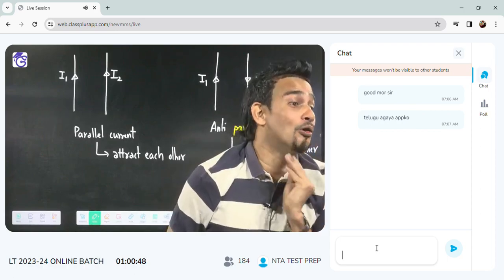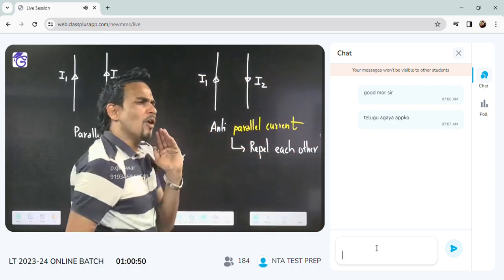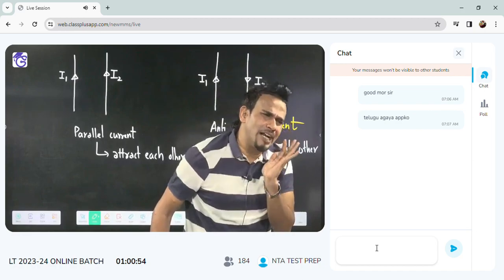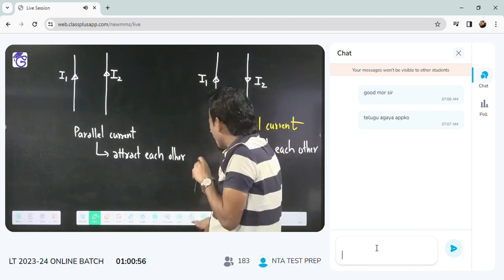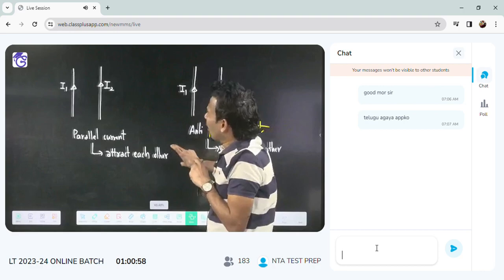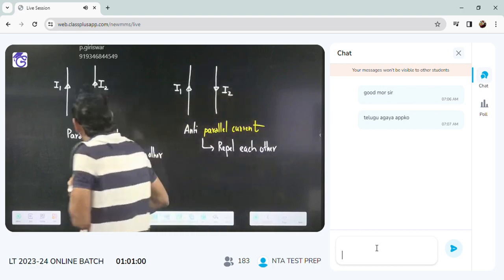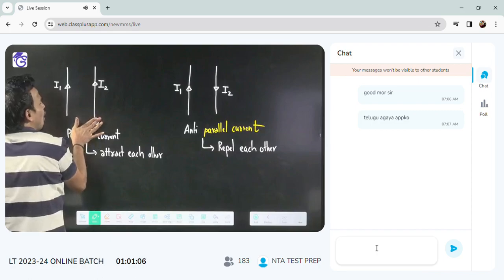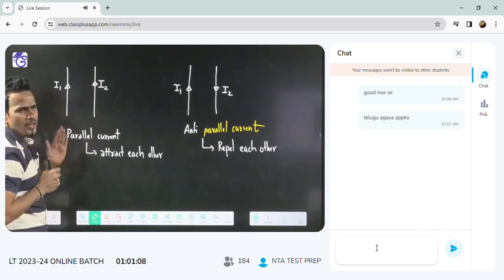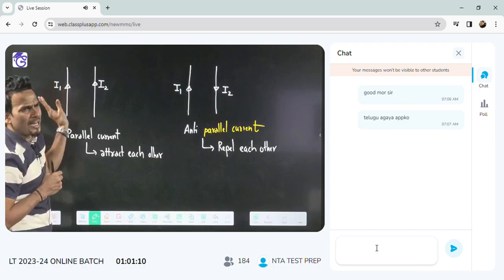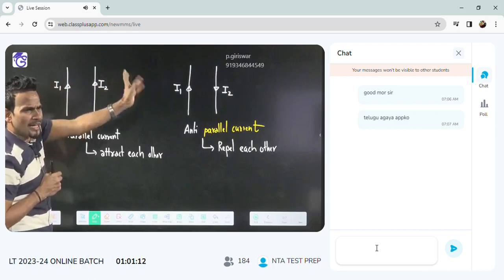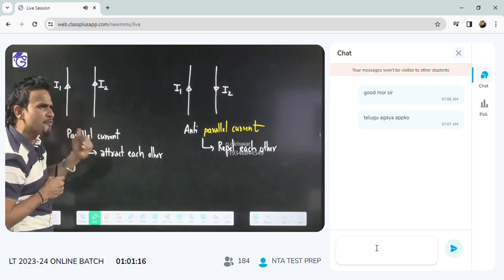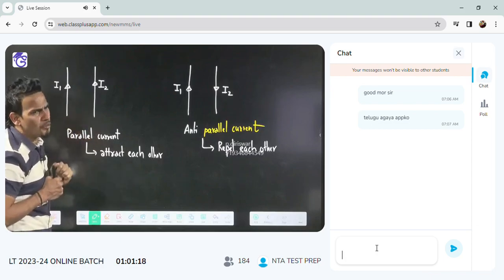Now someone said, okay sir, parallel currents will attract each other and anti-parallel currents will repel each other, but tell us the force now. What is the force of attraction or repulsion? If they attract, there must be some force. These two wires will attract each other, these two wires will repel each other, so there must be some force. Tell me the value of that force.